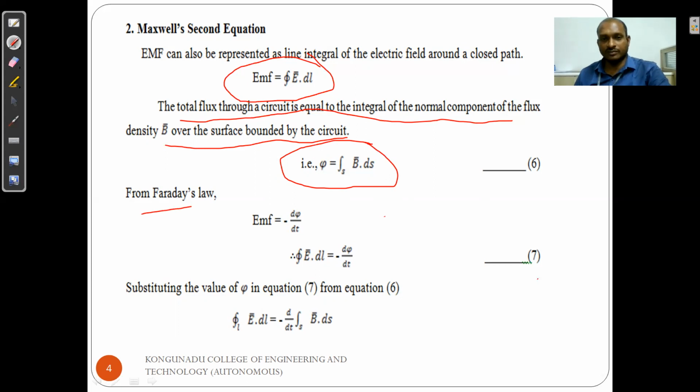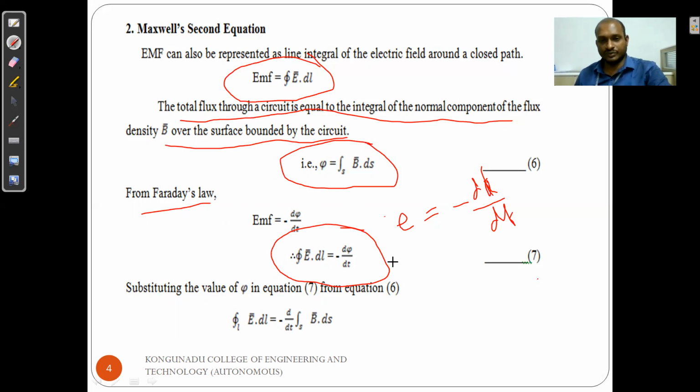So from Faraday's law, we are going to write EMF induced is equal to rate of change of flux, so minus d phi by dt. So EMF is equal to minus d phi by dt. So we are going to equate both EMF equations. So line integral E dot dl is equal to minus d phi by dt. Based on the electric field intensity, EMF is equal to integral E dot dl. Based on magnetic field intensity, EMF is equal to minus d phi by dt.